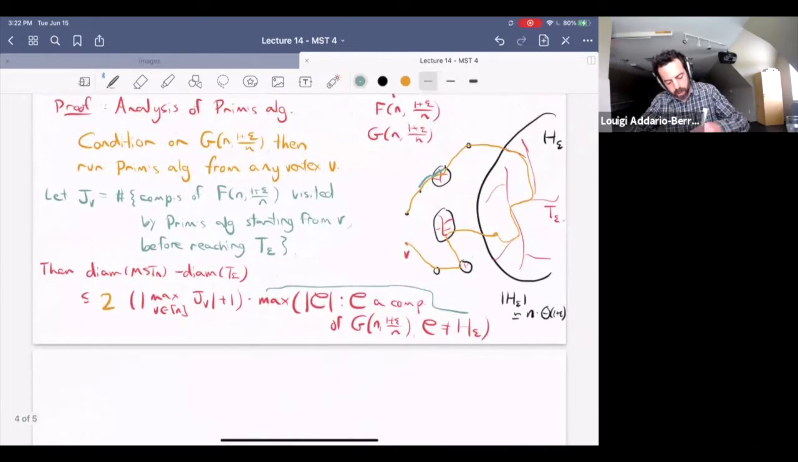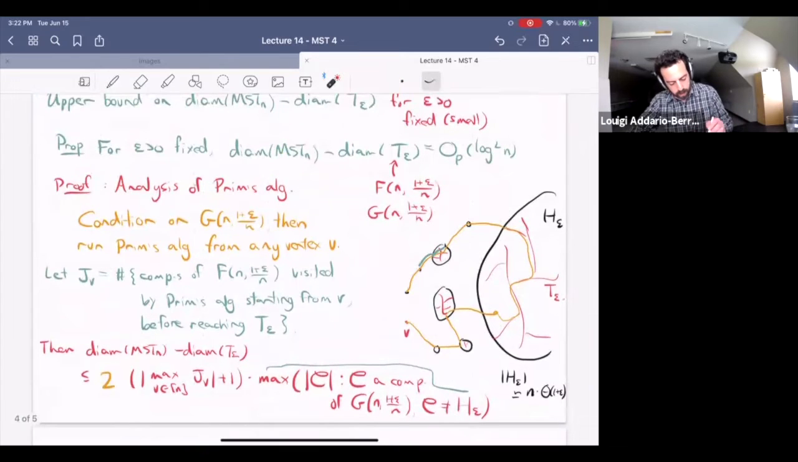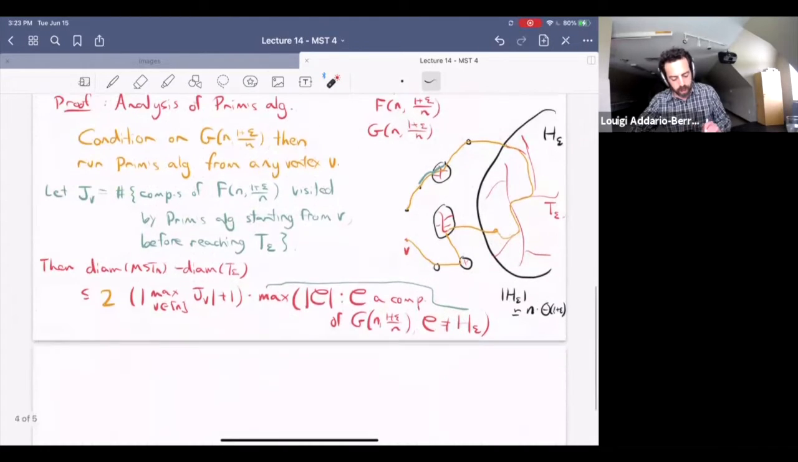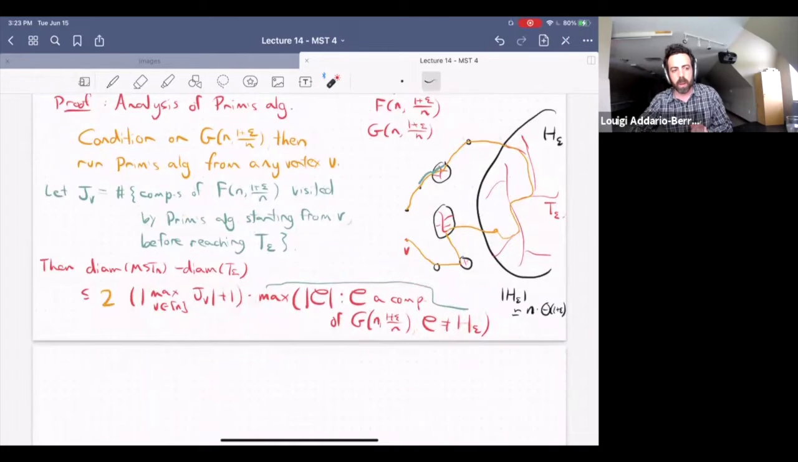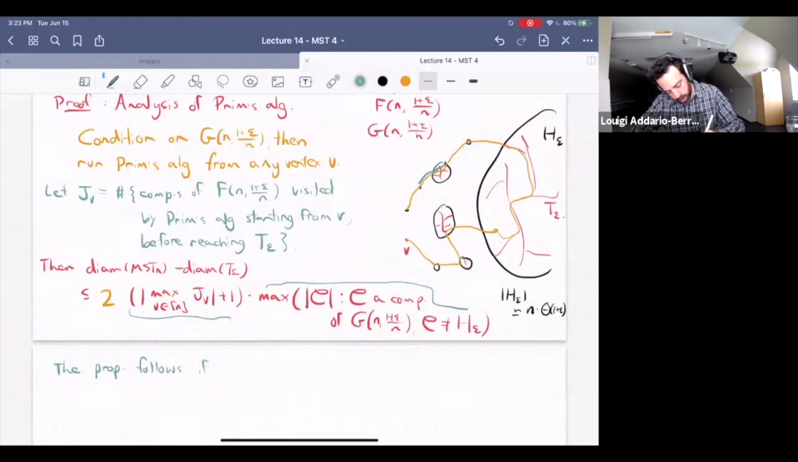So what I'd like to do now is this. The goal is to prove that after time H epsilon, the diameter increase is at most log squared n. So I can just show you that each of these terms is at most order log n in probability, and that will give me my upper bound. So the proposition follows if, let me call this one and this two, if one and two are both order log n in probability.